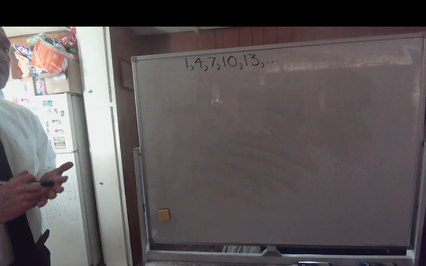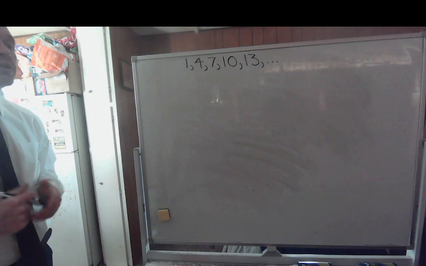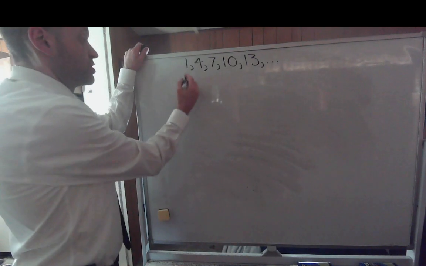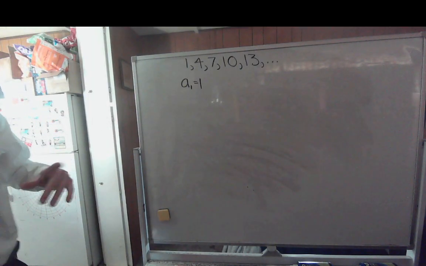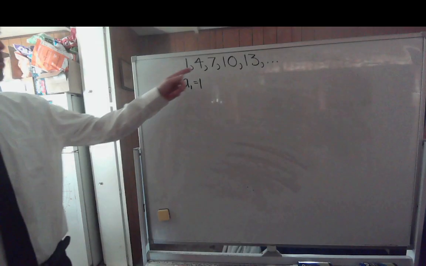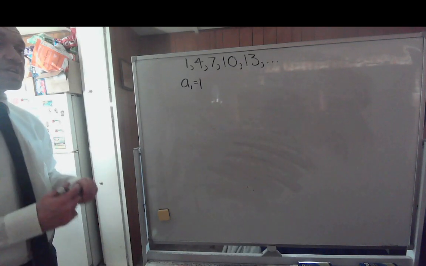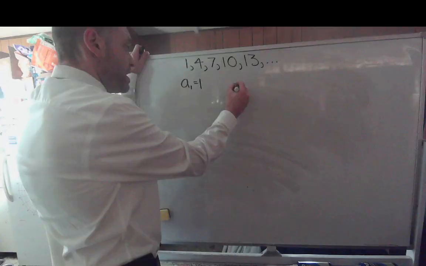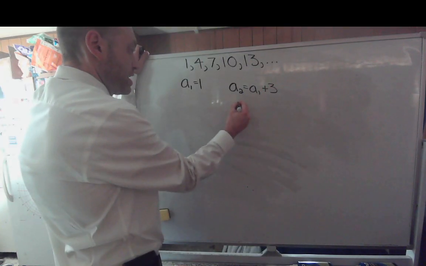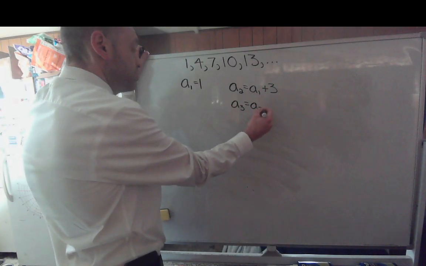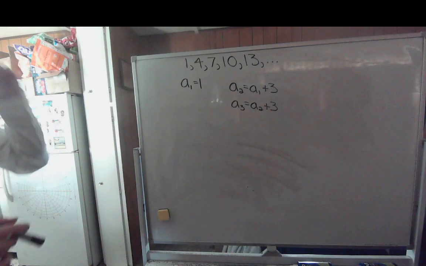So we need to find a general term for the sequence. Well, what's the first term? A sub 1 is 1, right? Now we notice that between each term there's a difference of 3, right? There is a common difference of 3. A sub 2 would equal my a sub 1 plus 3. A sub 3 would equal a sub 2 plus 3, which is building on a recursive formula, but we can get to a general term.